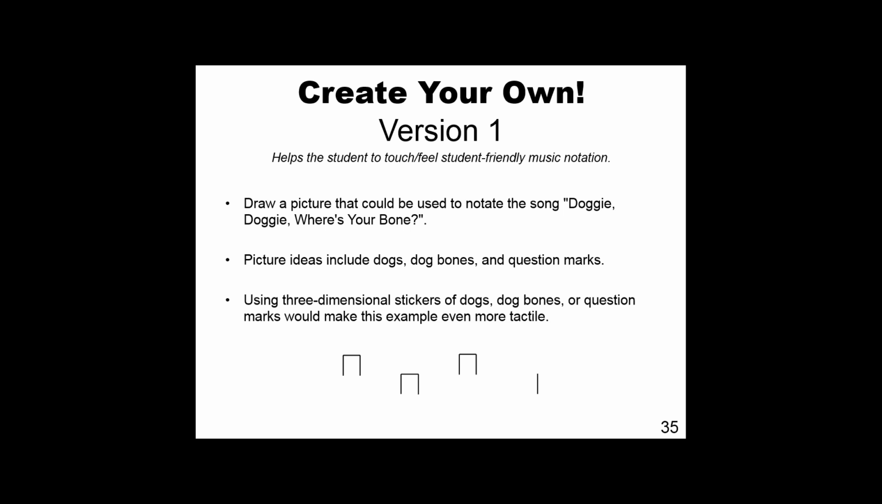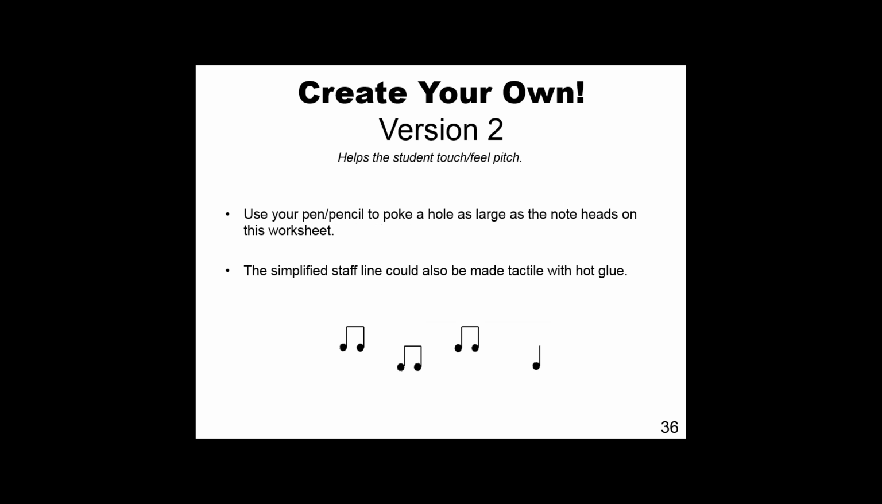Now what we've just created is our student-friendly music notation. And the goal here is that students can actually touch or feel the rhythm and pitch of this song using a mixture of the familiar, something they know with their dog bones, question marks, and maybe some of the more unfamiliar, the pairing of the eighth note pairs or the quarter note. Now, you could also take this a step further and use three-dimensional stickers, right? And they could really have a tactile music example. So that's one version. We're going to go now down to version 2.